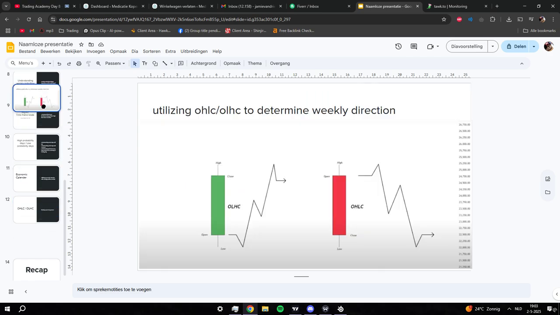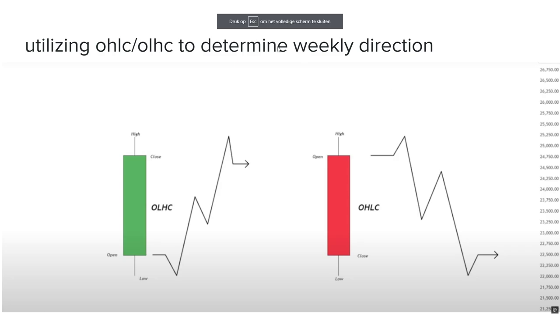The importance of understanding weekly openings. We will go over the utilization of open, high, low, close and open, low, high, close to determine weekly direction. If the weekly opens up lower on Monday, we go sweep out some sort of key level, high or low, PDOA, order block, fair value gap. We tap into it, sweep it, whatever.